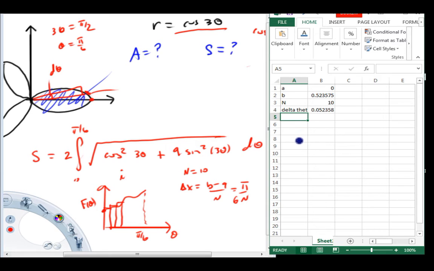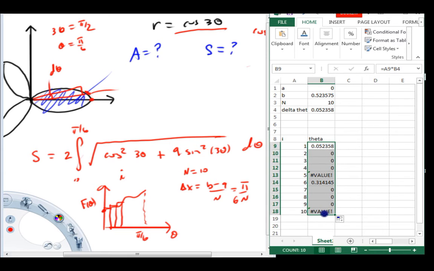All right, now i is going to take on these values. 1, 2, 3. Excel's really good once you show it a pattern. There's 10 of them. First thing I'm going to need are my thetas. Now, if I go equals i times my delta theta, grab and drag.